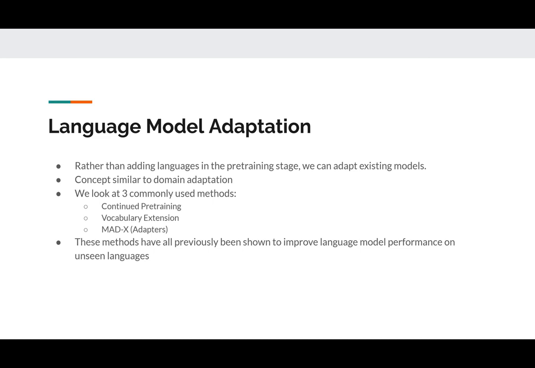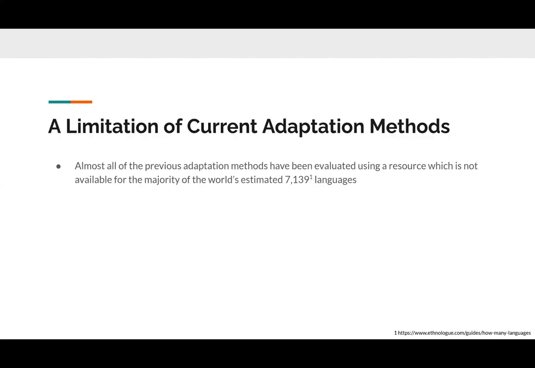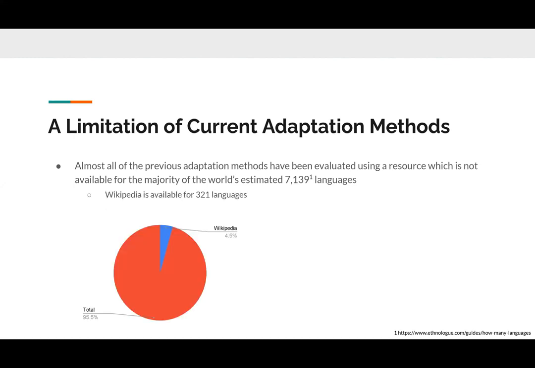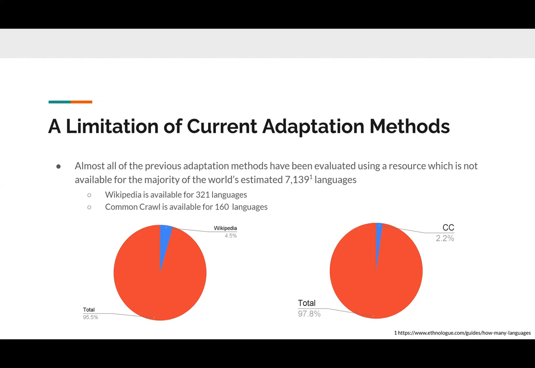These methods have all previously been shown to improve performance on these unseen languages. Specifically, vocabulary extension and MADX advertise themselves as being improvements over continued pre-training, which is treated as the most basic and baseline approach. There is a limitation of these adaptation methods in that they've all been evaluated using resources which aren't actually available for the majority of the world's languages. An example is Wikipedia. It's only available for 320 languages, which is less than 5% of the total languages, or Common Crawl, which is available for around 3%.